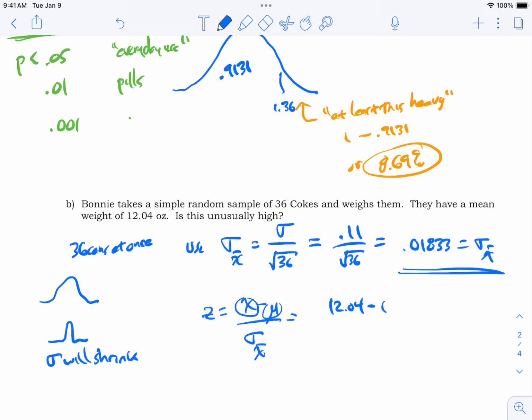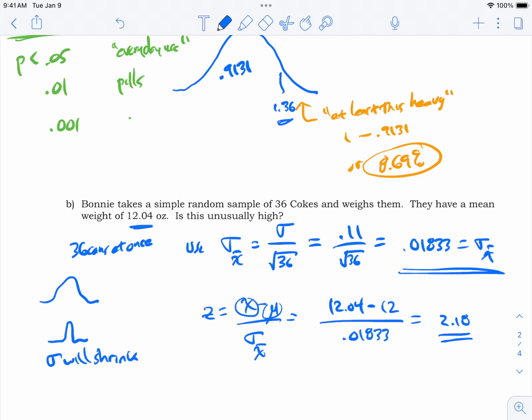So the mean was 12, right? But now we're dividing by this much smaller sigma. And so 12.04, take away 12, divided by that, you get a 2.18. Ooh, that's a much higher z. We had 1.36, recall. This is 2.18, even though they're just a little bit heavier.